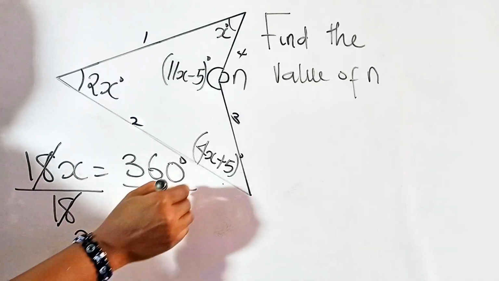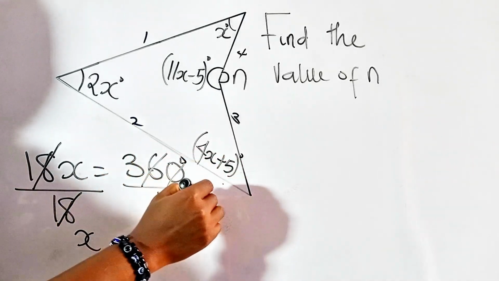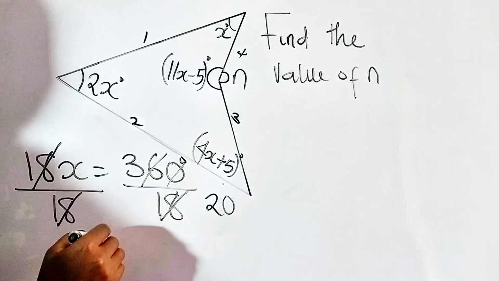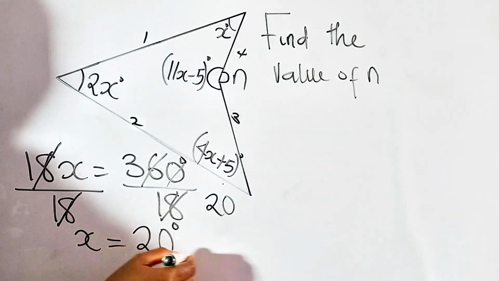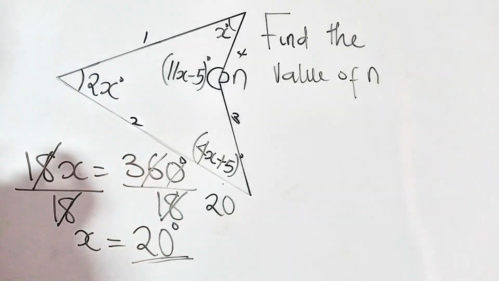Okay, so this 18 here will cancel out this 18. We have x left. 18 will go into 360 20 times. So the x value now equals 20 degrees. Now we have a value for our x, and that makes solving for n easier.